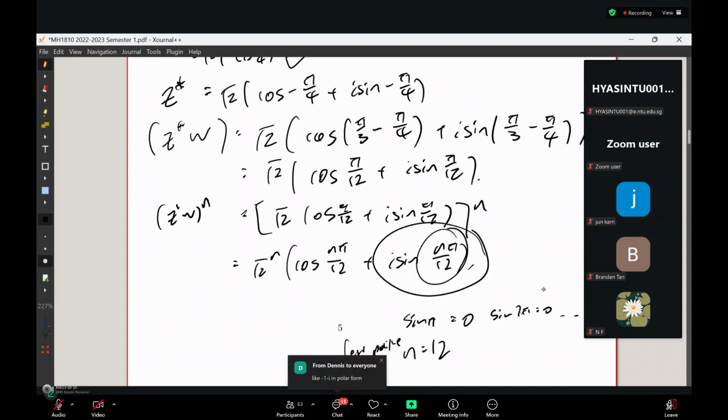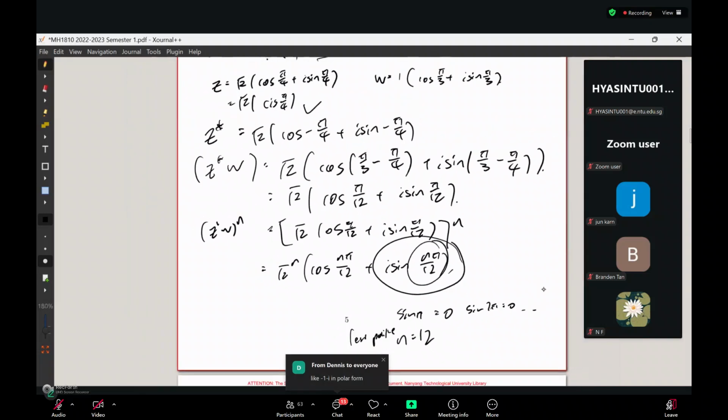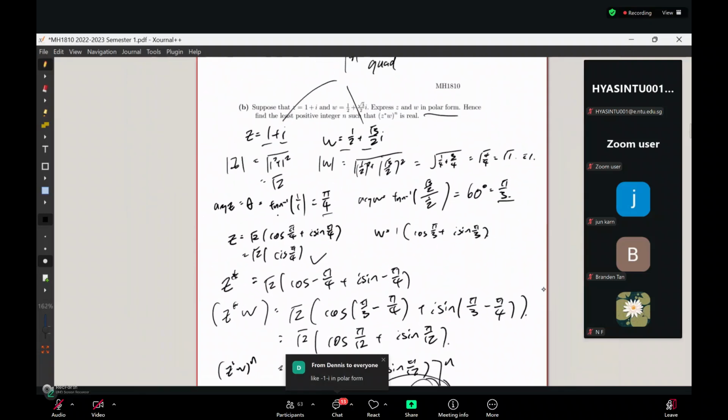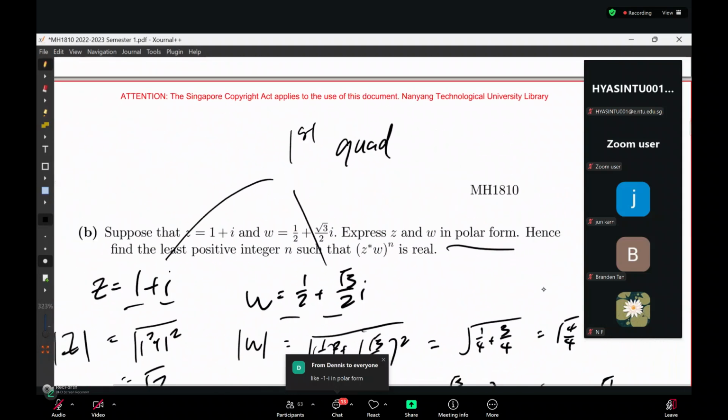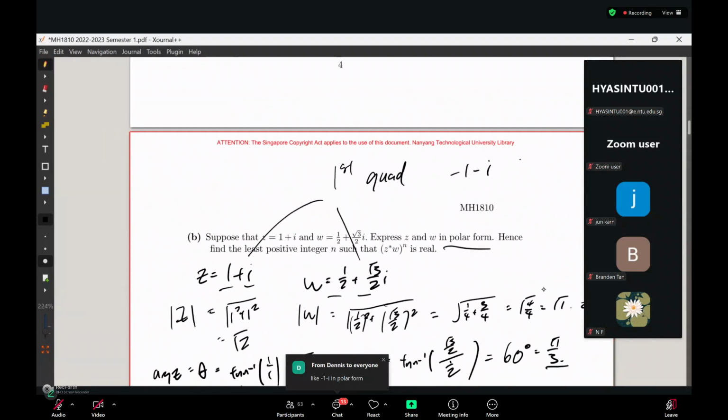Any other questions? Like -1 minus i in polar form. Okay, good. So you're saying -1 minus i in polar form.